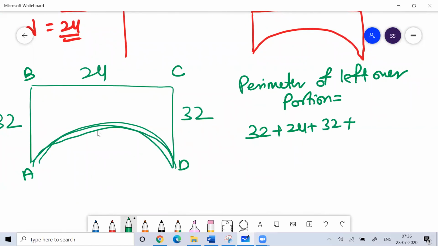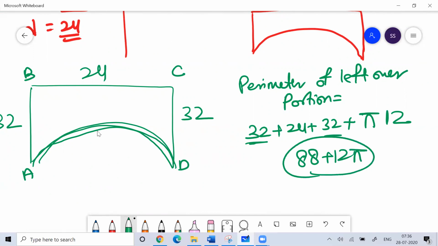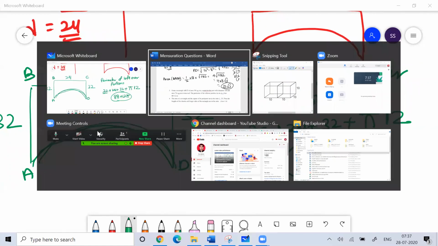This is pi r, pi into r. R was 12, if you remember. So 32 plus 32 is 64, 64 plus 24 is 88. So 88 plus 12 pi is the perimeter of the leftover portion. Fine, so hope you understood this.